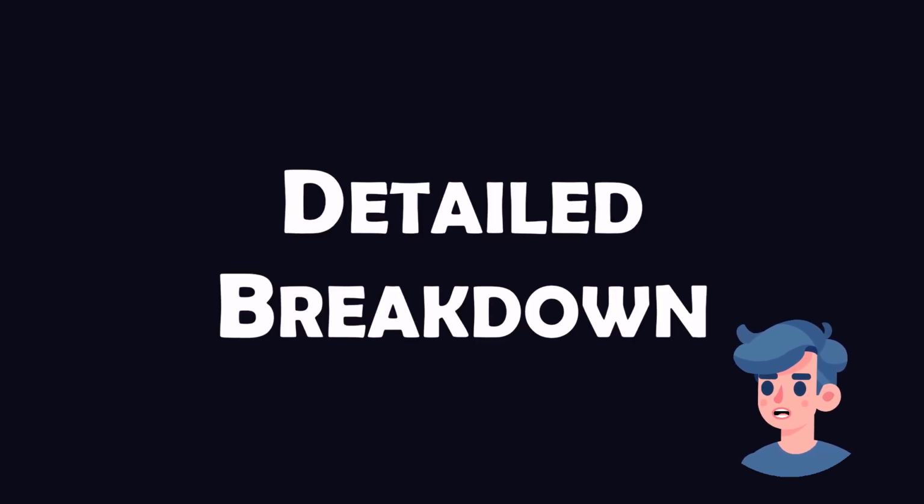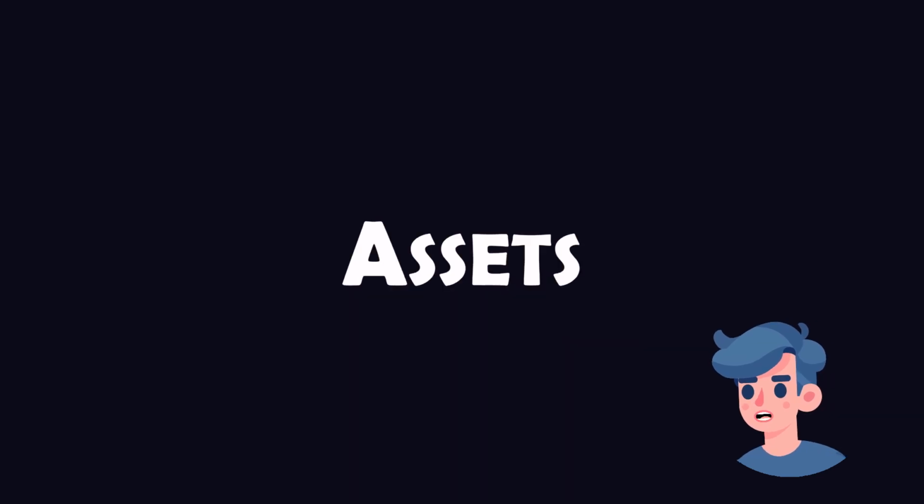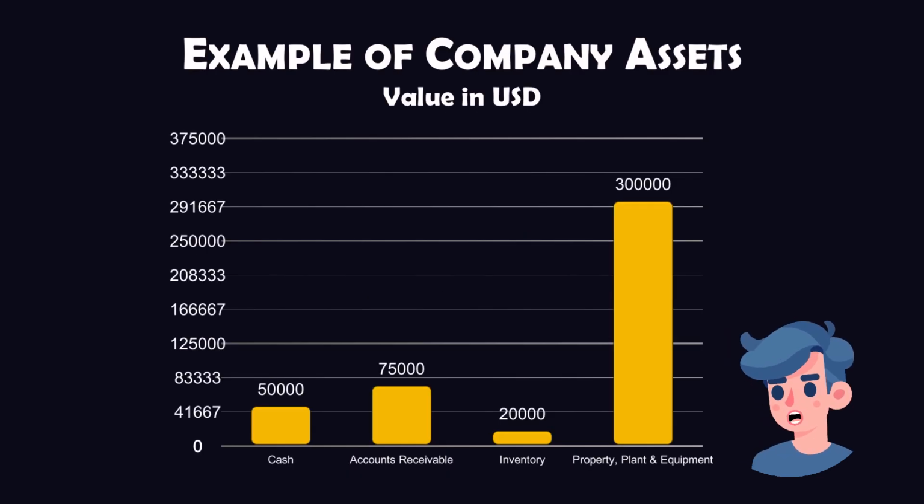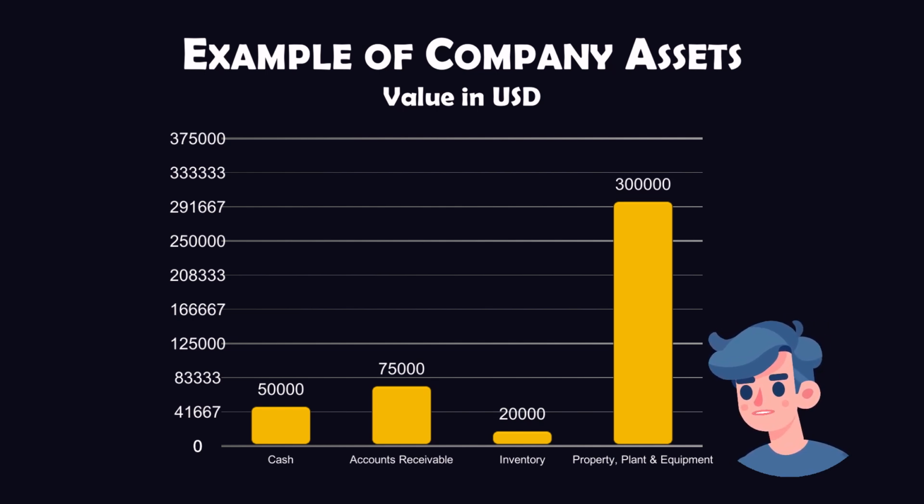Let's break down these sections one by one. Assets are what the company owns. They are categorized into current and non-current assets. Current assets include cash, accounts receivable, and inventory. Non-current assets are long-term investments like property, plant, and equipment, PP&E.